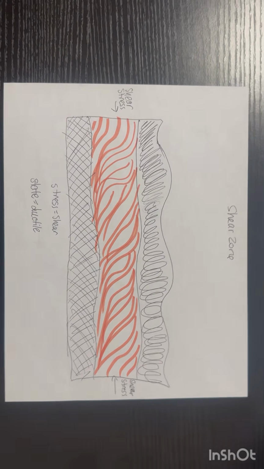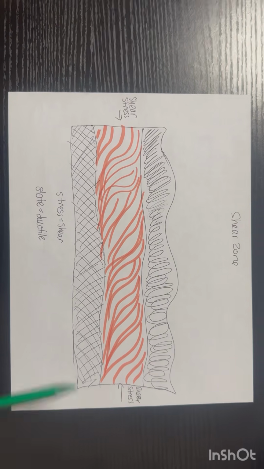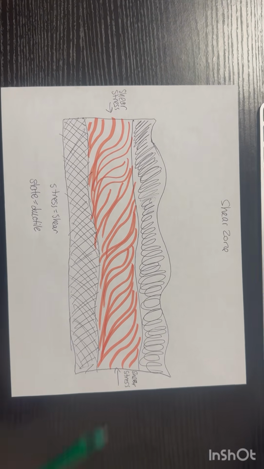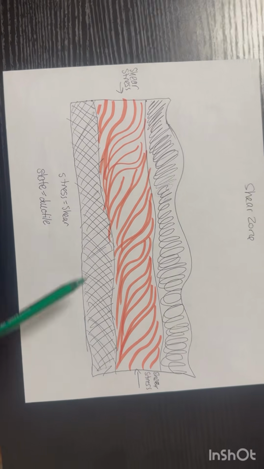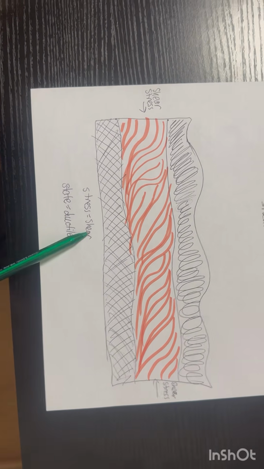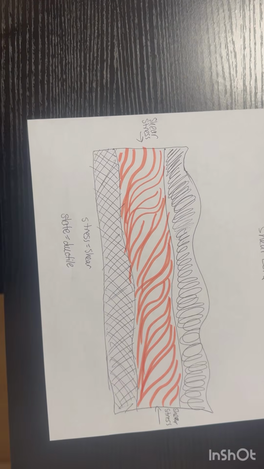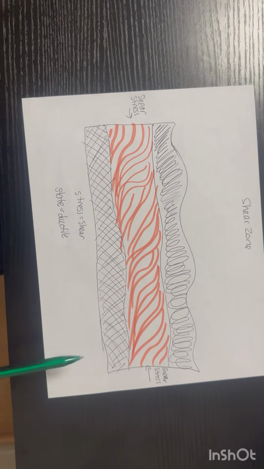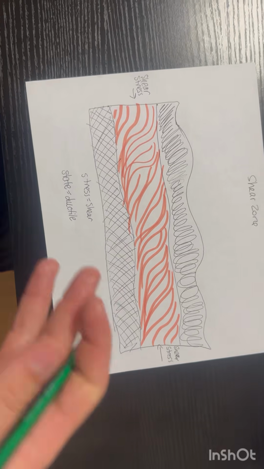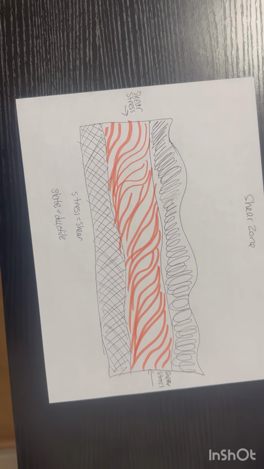So for the shear zone feature, represented by this diagram, it forms as a result of shear stress, and it's also formed under ductile conditions. Rather than breaking apart like a strike slip fault, the rocks are gradually deformed and flow past one another.